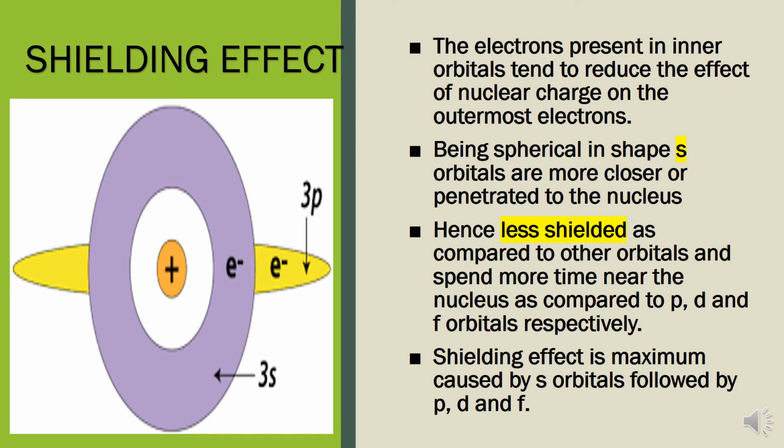So this effect is called shielding effect, in which the electrons present in inner orbitals tend to reduce the effect of nuclear charge on the outermost electrons. Means अंदर वाले इलेक्ट्रॉन्स बाहर वाले इलेक्ट्रॉन्स तक न्यूक्लियस का पूरा फोर्स नहीं पहुंचने देते. तो एक्चुअली s orbitals are quite closer to the nucleus. Means you can say they are quite penetrated towards the nucleus, so they are less shielded.